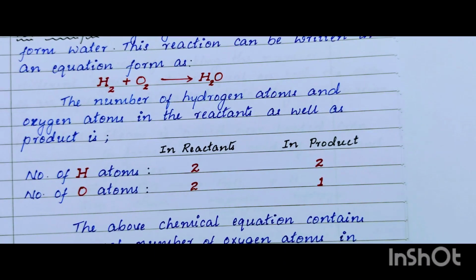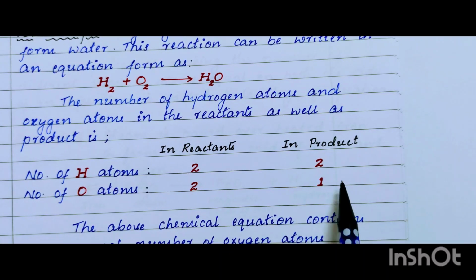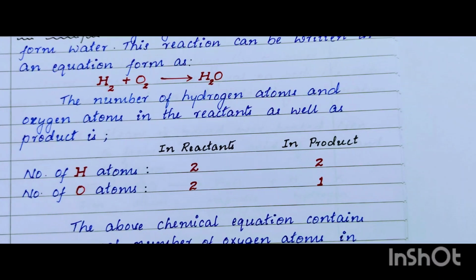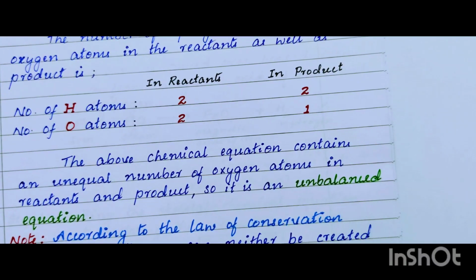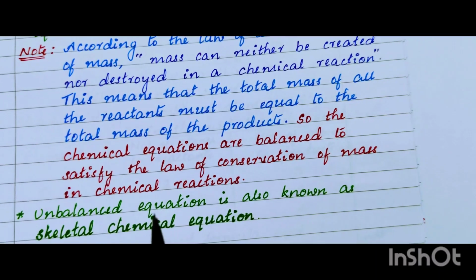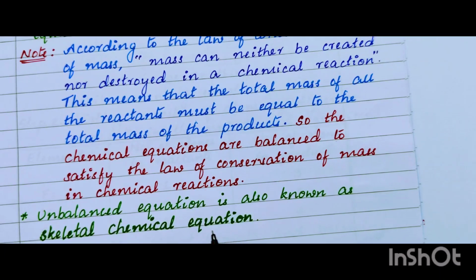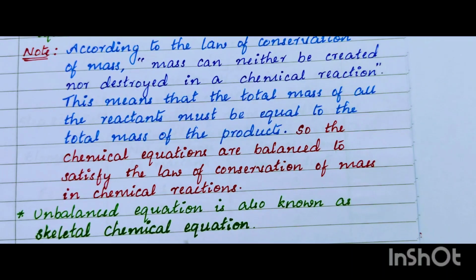What do you think? Is this equation balanced? No, right? Here hydrogen is balanced. In both the sides equal number of hydrogen atoms is present, but oxygen atoms, no, it is not balanced. Now this type of equation is called an unbalanced equation, and this is also called a skeletal chemical equation.